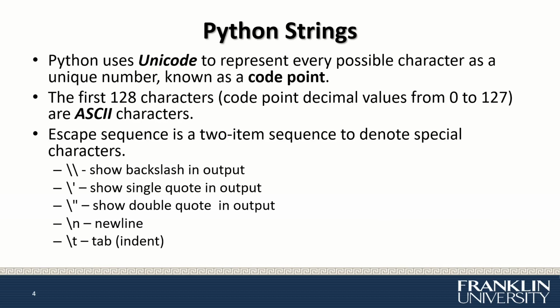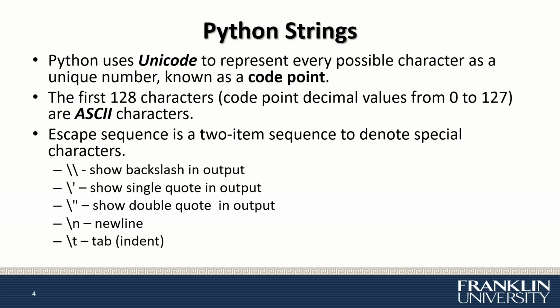Python uses what we call Unicode to represent every possible character as a unique number, known as the code point. For us, we will just deal with the first 128 characters, which is the ASCII characters, with code point decimal values from 0 to 127. And there are some special characters, what we call escape sequences, to denote a special character.